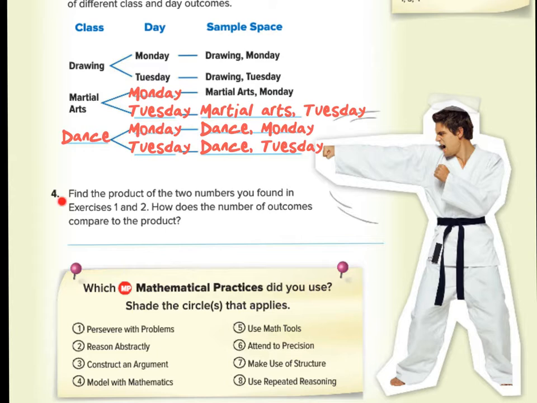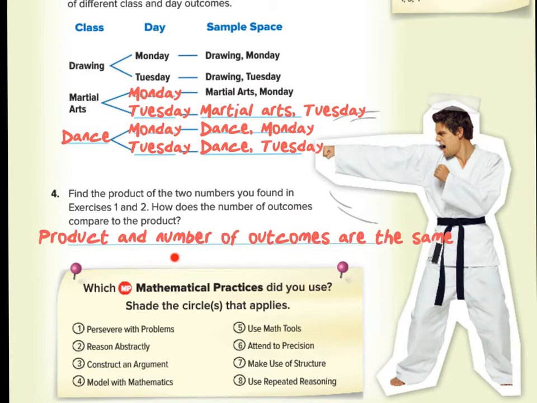Question 4. Find the product of the 2 numbers you found in exercise 1 and 2. How does the number of outcomes compare to the product? Now remember that the product is when we multiply. So for example, over here we have 3 options on 2 days, correct? So 3 times 2 gives you 1, 2, 3, 4, 5, 6. So when you actually multiply your 2 options, you will get all the possible outcomes, all the combinations of them. So really the product and the number of outcomes are the same.